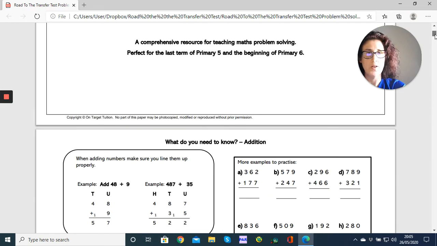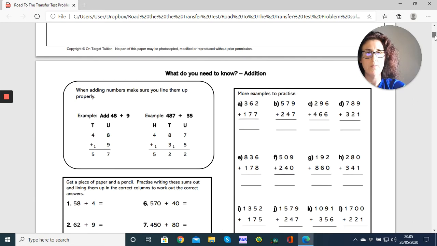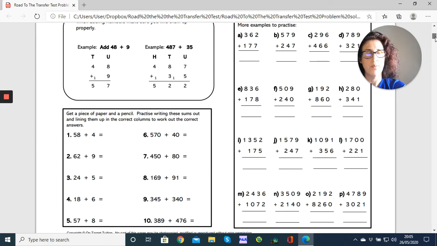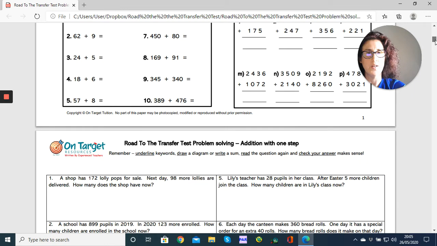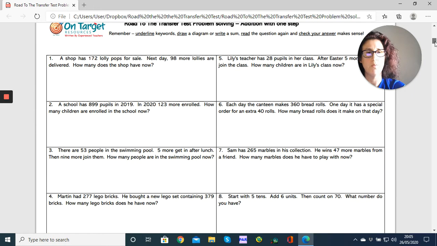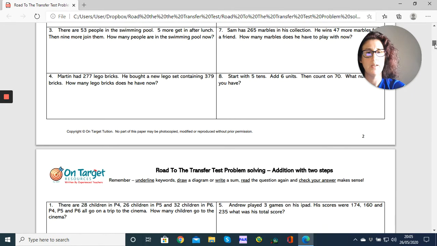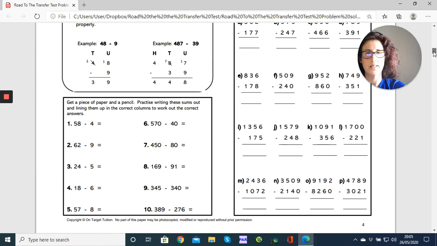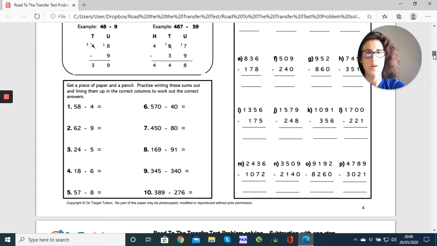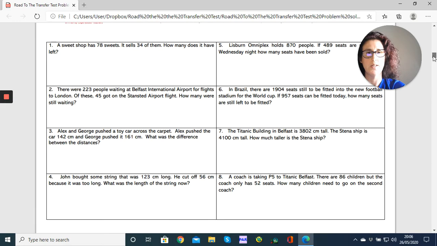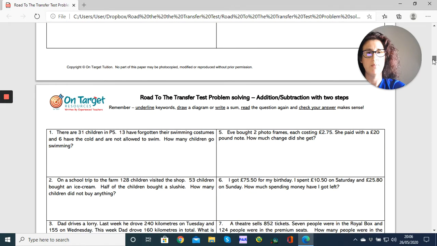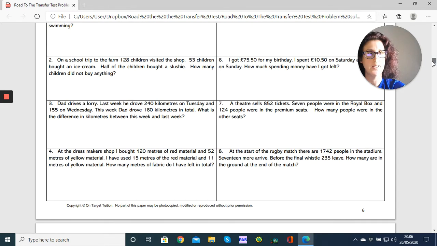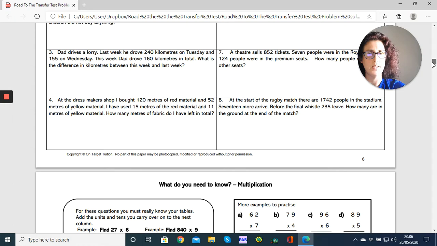So the first section is addition. You can see there's a what you need to know section, so they just practice the questions first and then they can go on to the problem solving bit. So addition with 1 step, addition with 2 steps. Then we're into subtraction. So what you need to know, so they can practice those skills first. And then we're into 1-step problem solving, 2-step problem solving, and we've got addition and subtraction with 2 steps, so slightly harder questions, really homing in on those skills.